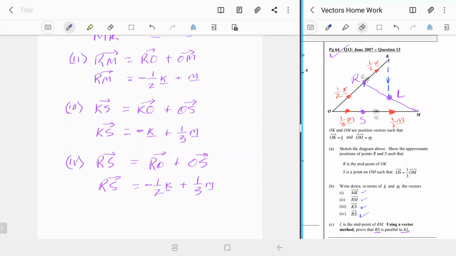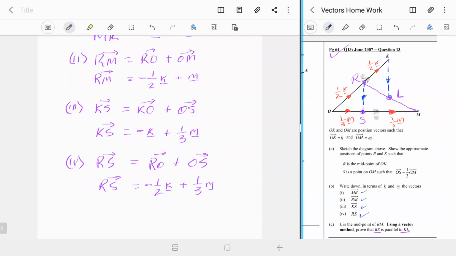What do we have to do to show that two vectors are parallel? What is the final outcome I want? I know those are the steps. What's the final outcome when two vectors are parallel? RS and KL. What is the final outcome? You have to have a common point. No, that's collinear points.